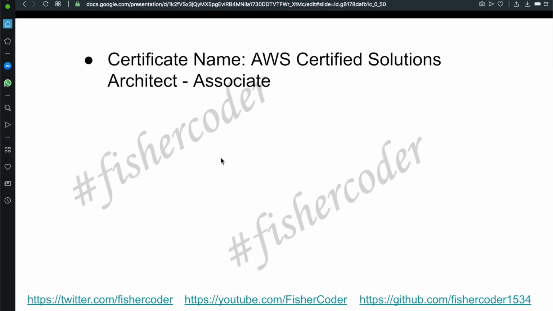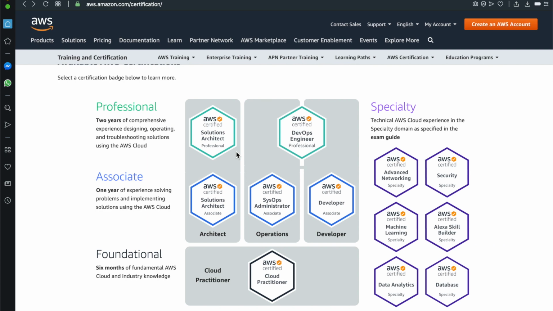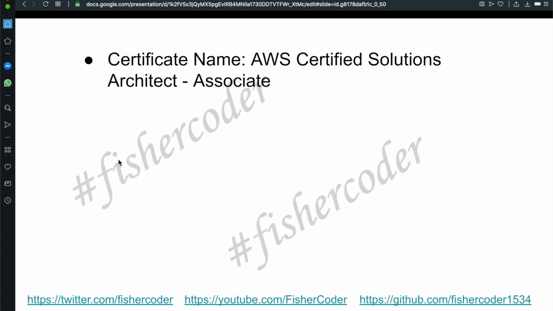The name of the certificate is AWS Certified Solutions Architect Associate. The reason it's called Associate is because there's another exam called Professional, which is a more advanced level. Passing score is around 70%. Again, it's a distributed, very scaled score.